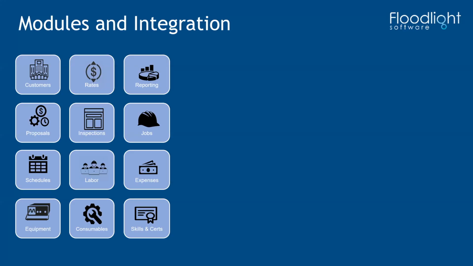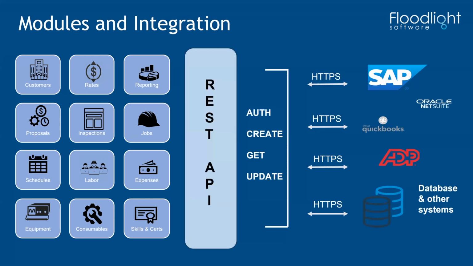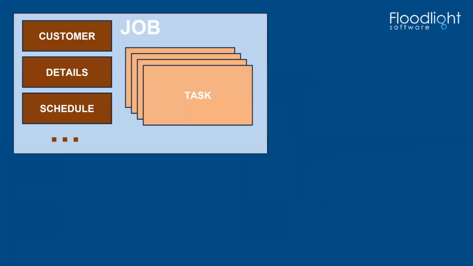Floodlight contains a broad set of modules that are designed specifically to help inspection providers map their end-to-end inspection process and eliminate the use of paper and Excel in both managing jobs and creating reports. Data within our modules are connected with each other and can also be integrated into other software systems that you may be using in your environment via our REST API.